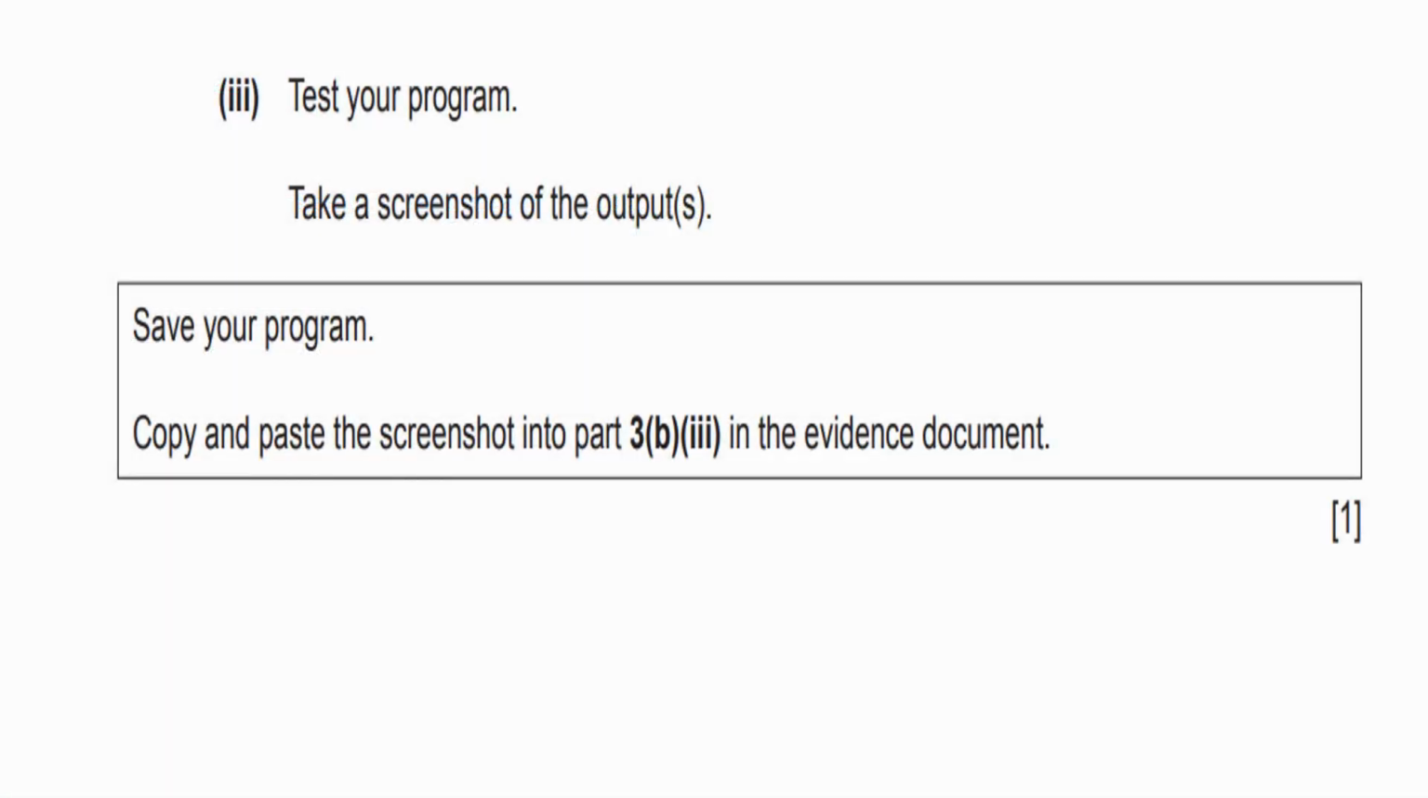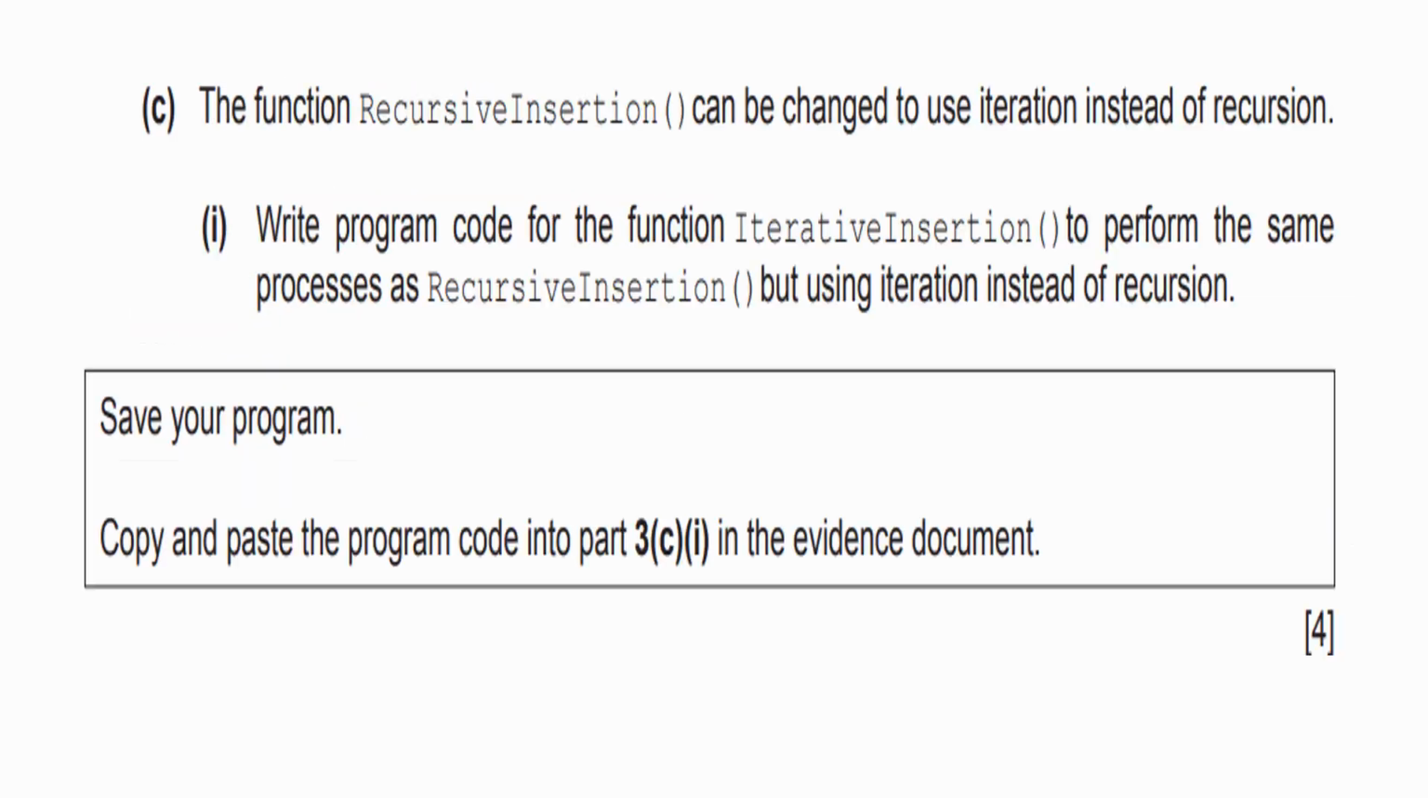All right, the next part was to test our program and take a screenshot of the output, which we tested to show that it does work. The function recursive insertion can be changed to use iteration instead of recursion. So that means a method that doesn't call itself using a loop. Write program code for the function iterative insertion to perform the same process as recursive insertion, but using iteration instead of recursion. What does that mean? That means write a standard insertion sort that is not recursive.